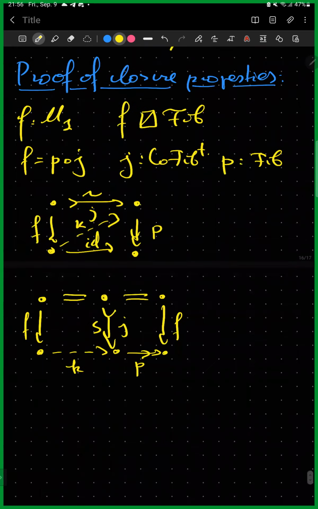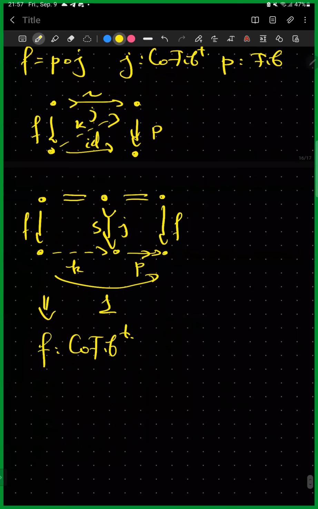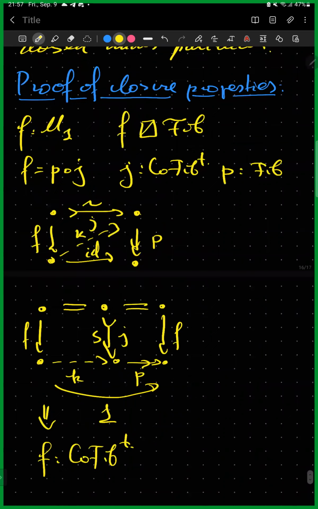So the composition of P and K, by commutativity of the above diagram, is just the identity map. And this in turn implies that, since cofibrations and weak equivalences are closed under retracts, F is in fact a trivial cofibration. So this showed the second point.